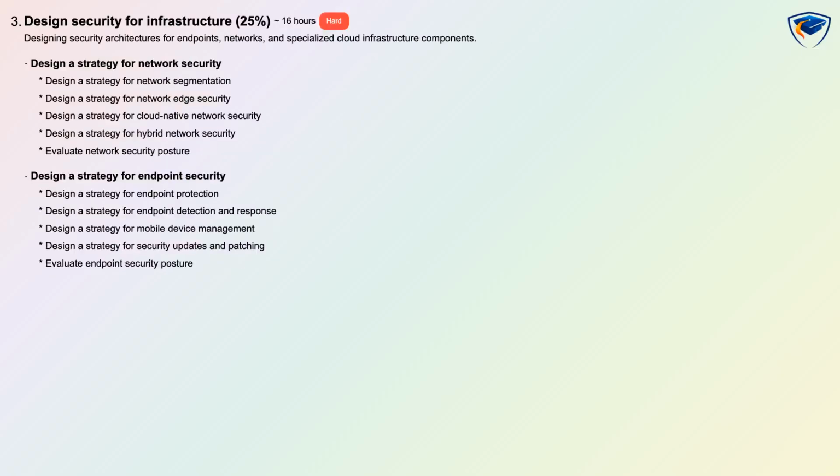Design security for infrastructure is weighted at 25%, rated hard, and has an estimated 16 hours of study with conceptual and scenario-based assessment. You will design network security strategies including segmentation, edge protection, cloud-native controls, and hybrid network considerations while learning how to evaluate network security posture.